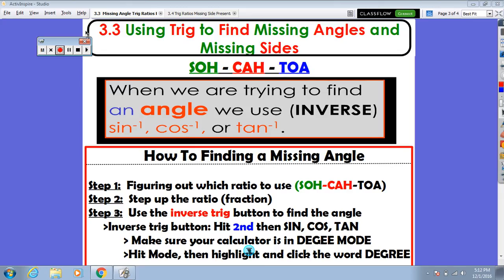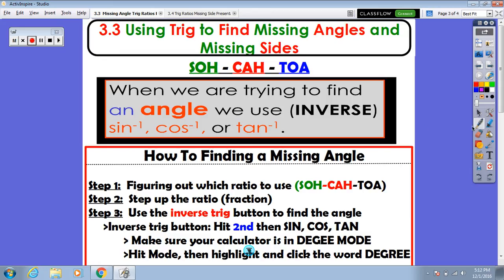All right, good morning. We are doing lesson 3. Lesson 3 and 4 are really closely related because we're still focusing on the trig functions, which is why I still have your reminder up here of SOHCAHTOA. But this time, they're going to ask you to solve for a missing angle. So we're going to be using our trig functions on the calculator.